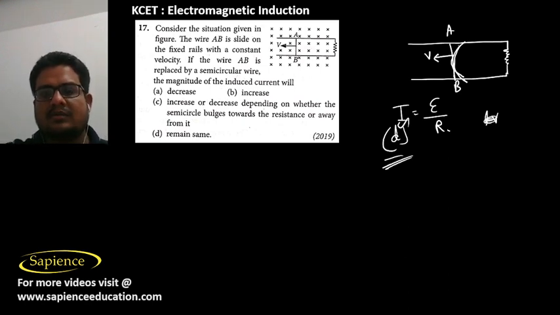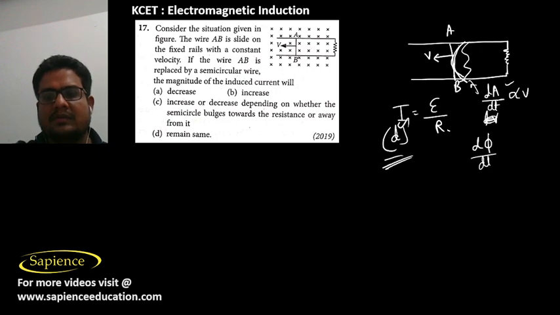So here also, whatever be the shape of this wire AB, the rate of change of the area is proportional to the velocity of that wire. So it means the rate of change of the flux, which is the induced EMF, is also proportional to the velocity of it, and so it is independent of the shape of the wire. Hence, option B is the correct one.